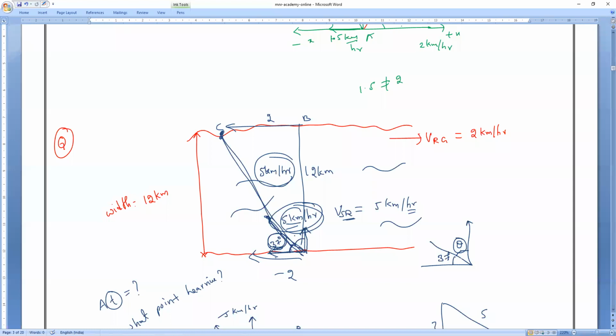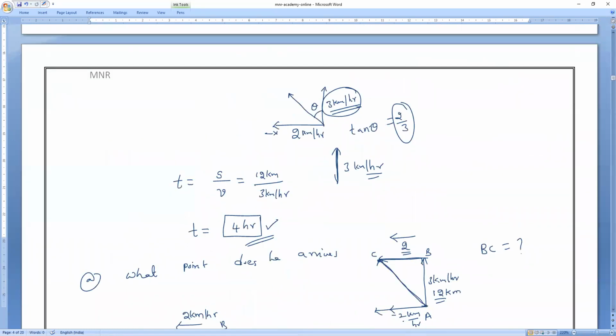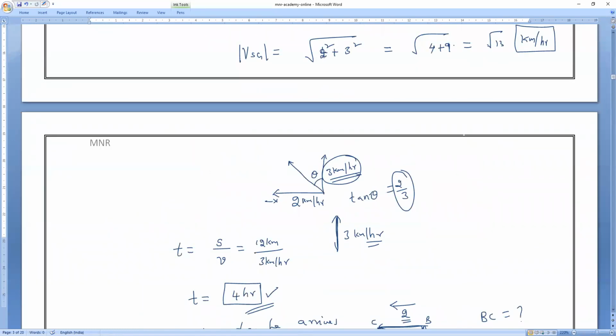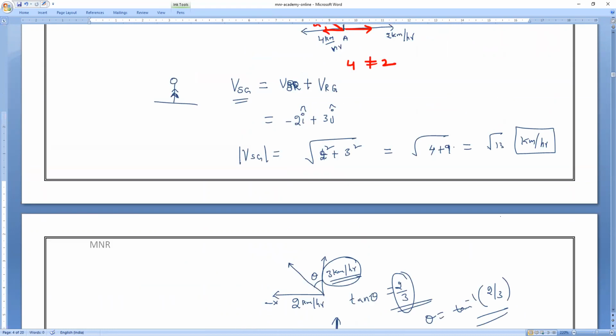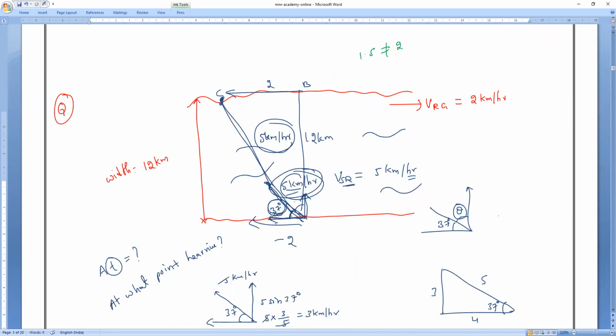So for that purpose only I am finding the theta also. So how much theta did I get? Tan theta is equal to 2 by 3, so theta equals tan inverse of 2 by 3. That is what I am finding. Are you clear now, everybody? That is what it is.